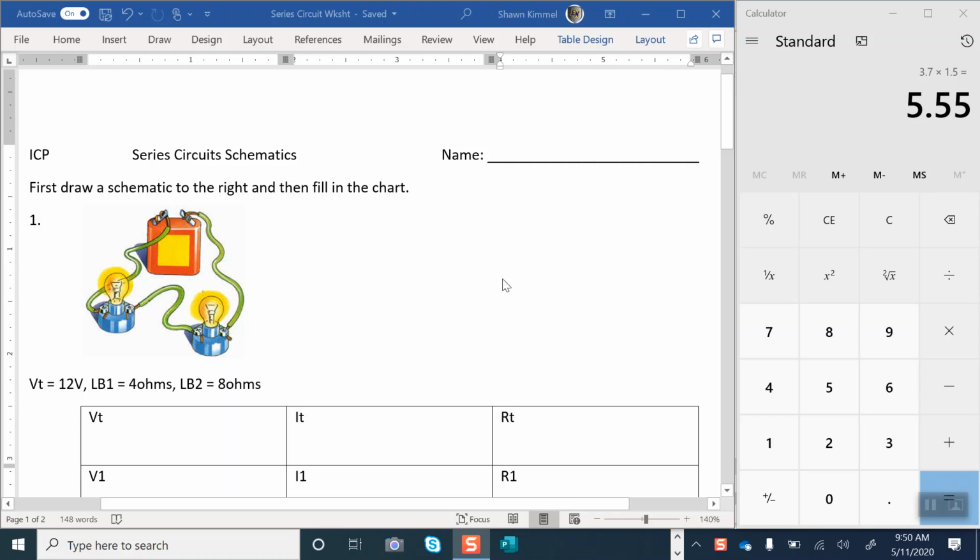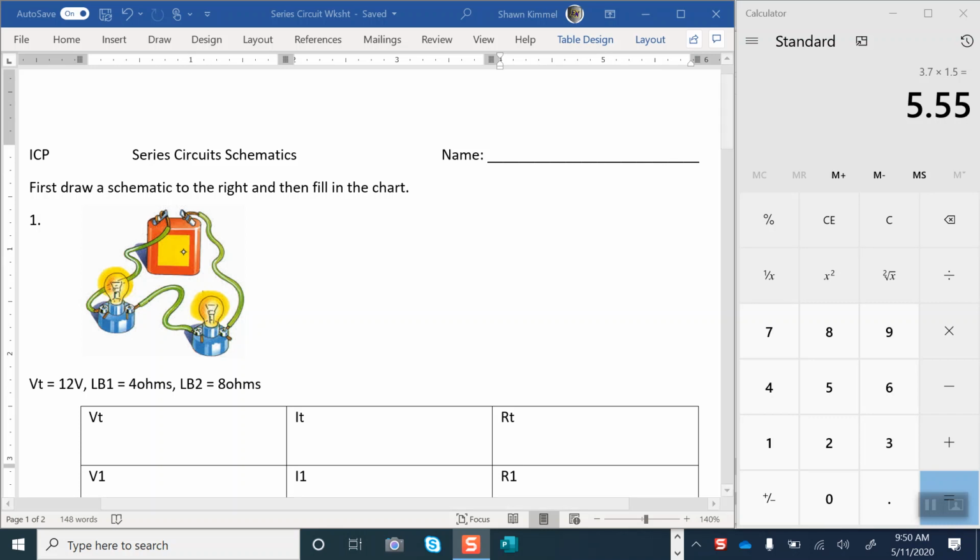I'm going to work out the first two problems of this series circuit schematics worksheet. So we just got done taking some notes and watching this, so hopefully this is fairly easy for you, but it should be real easy for you once we're done here. It says first draw a schematic to the right and then fill in the chart.